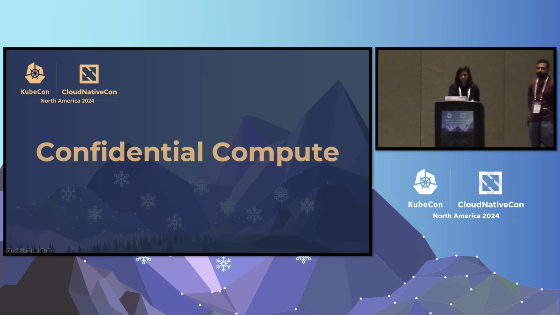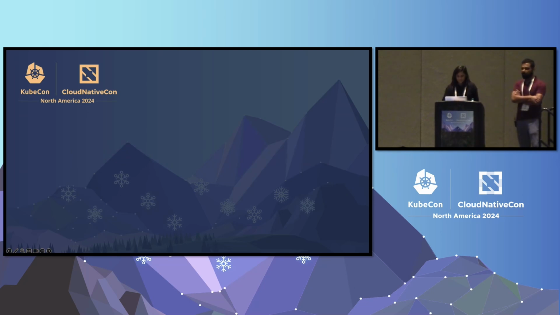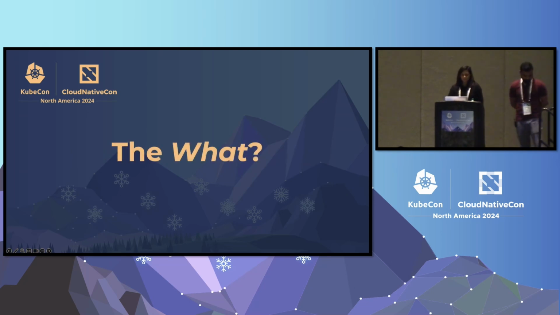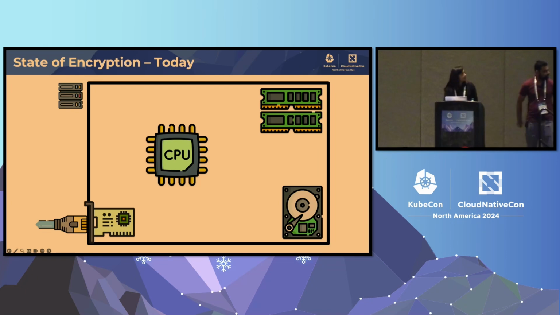OK. So let's talk about confidential compute. How many of you have heard the term before? That's a good number. Let's try to understand what it is. You see a diagram on the screen. This diagram represents a compute unit. This could be your virtual machine on shared cloud infrastructure, or this could be just your laptop or on-prem server, anything. And you can see there are some components on this unit.